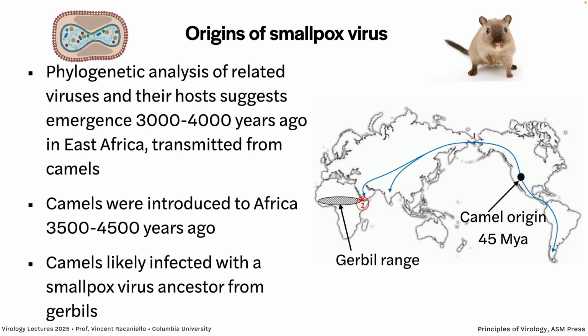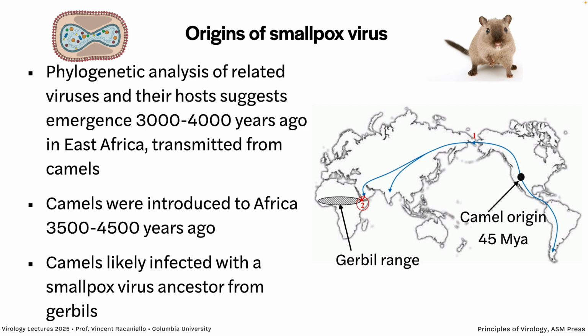So camels are not native to Africa. They were introduced to Africa 3,500 to 4,500 years ago. Camels originated in North America. And they went south and they went across the land bridge into Asia and Africa. And so they were brought to East Africa. And the idea is that they encountered gerbils that had the ancestor to smallpox virus. So that little cute gerbil had some relative of smallpox virus, gave it to the camels, it further diversified.